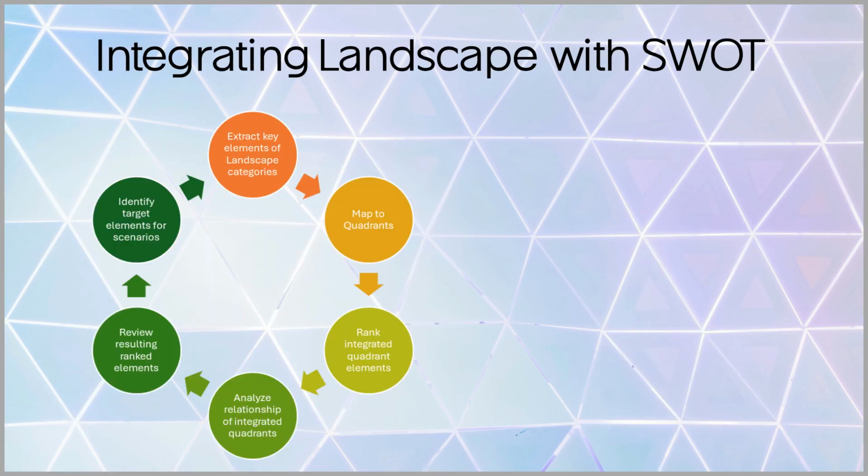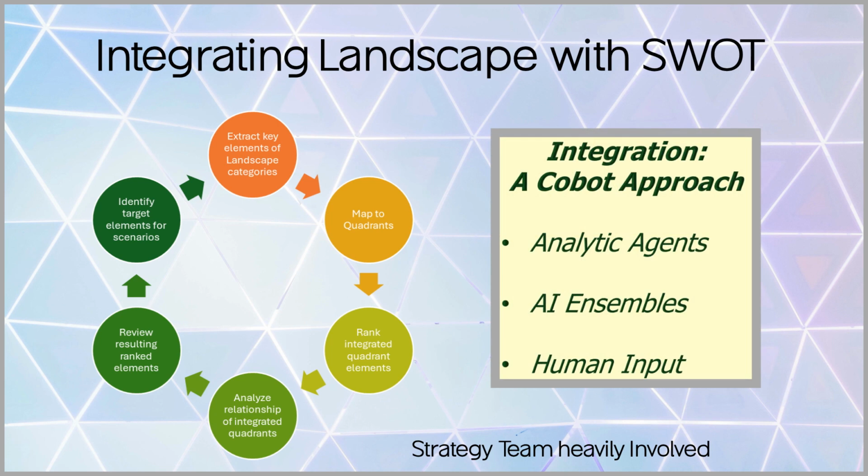How do you do the integration? With the strategy team involved in integrating the landscape analysis with the internal SWOT analysis, insightful results are possible. The team is needed for mapping the landscape elements to one or more quadrants where they may have influence. Variations of the landscape elements may be in more than one quadrant. Once the elements are mapped with their criteria intact, ensemble analytic agents are applied for ranking, relationships, and impact analysis.